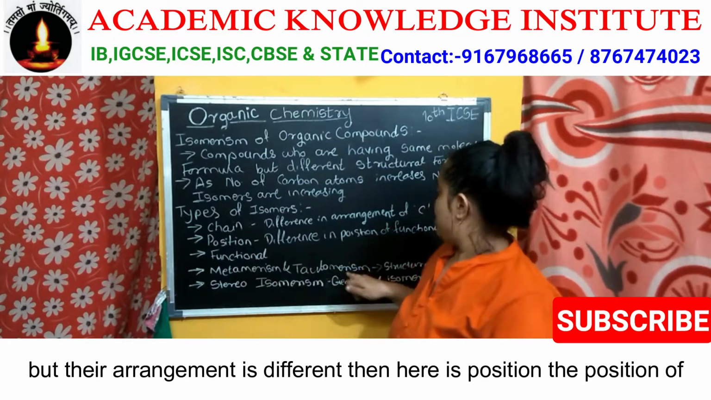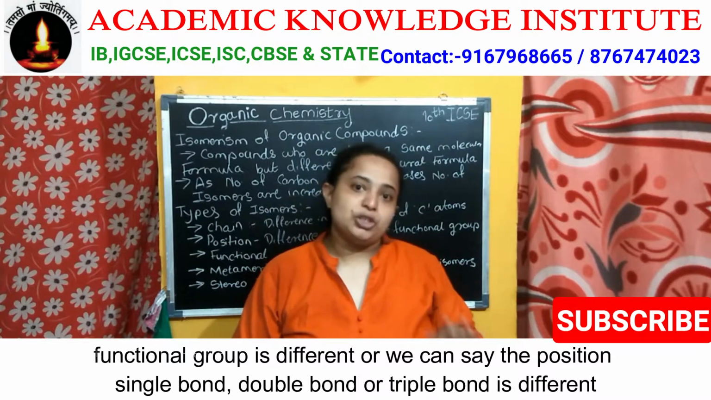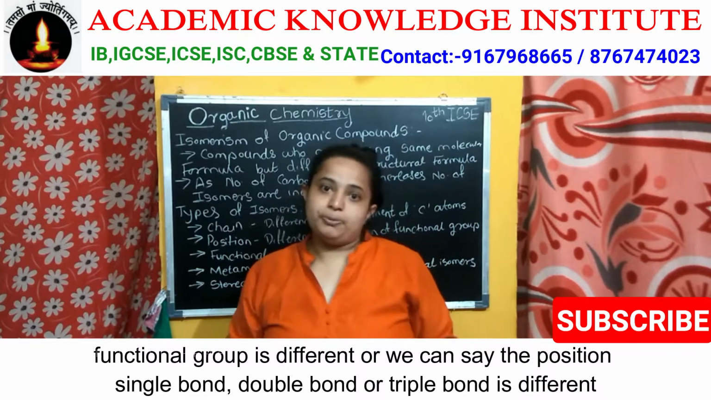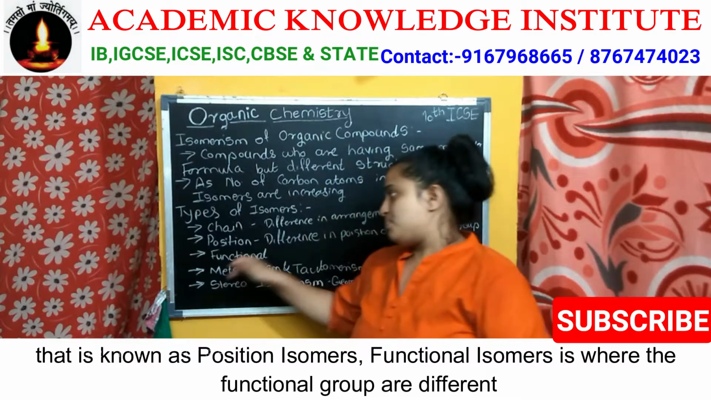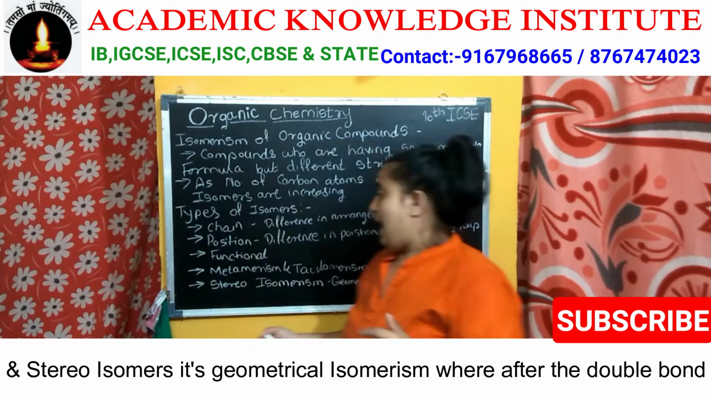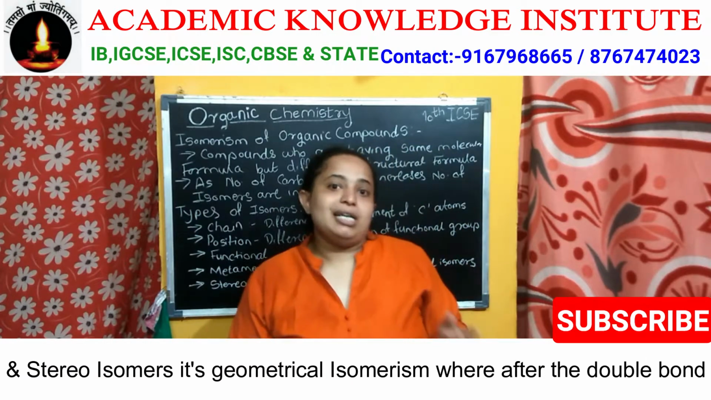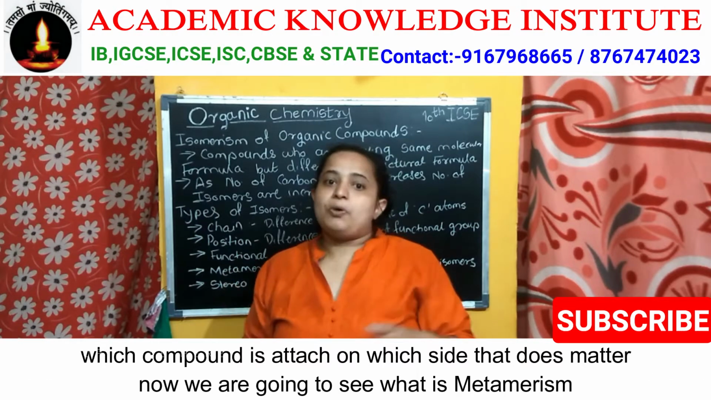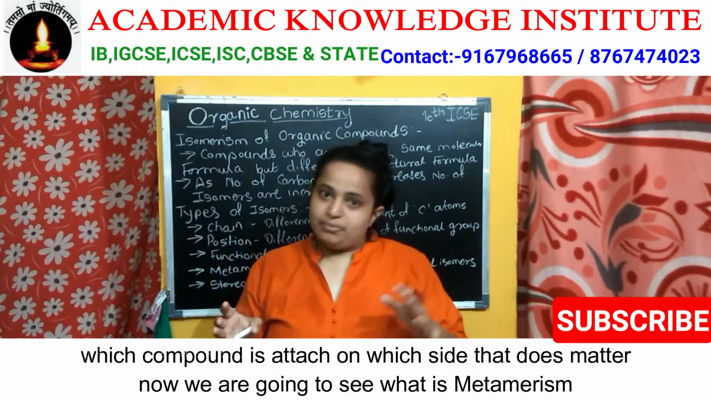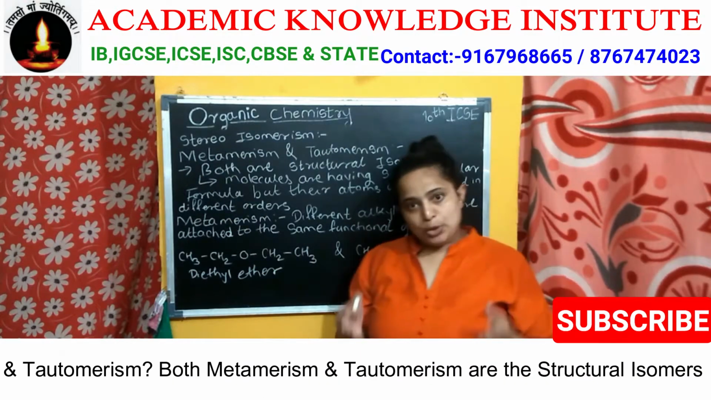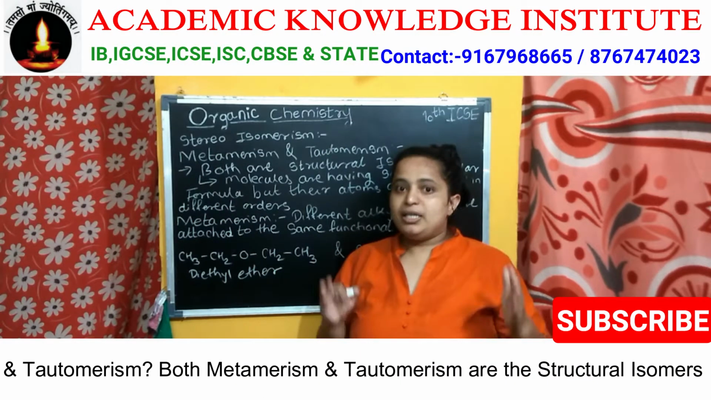Then position isomers, where the position of a functional group is different. Here we can say the position of a single bond, double bond, or triple bond is different. That is known as position isomer. Functional isomer is where the functional groups are different. And then stereoisomerism, a geometrical isomerism where, after the double bond, which group is attached on which side does matter. Now we are going to see what is metamerism and tautomerism. Both metamerism and tautomerism are structural isomers.